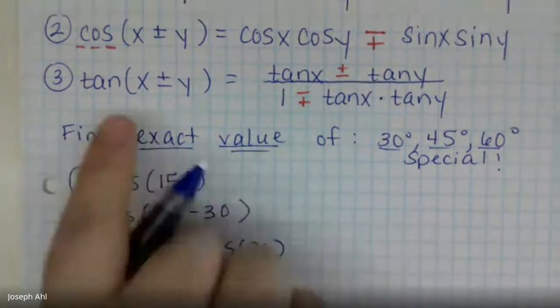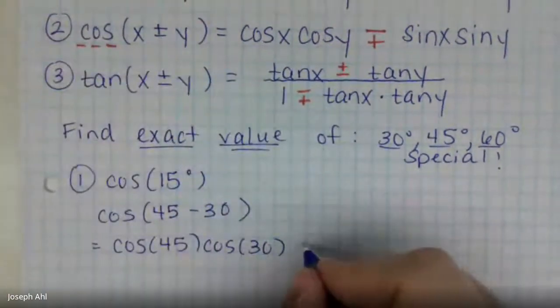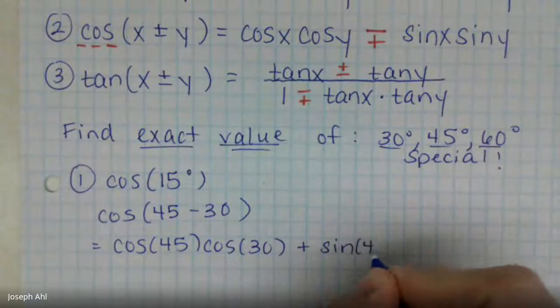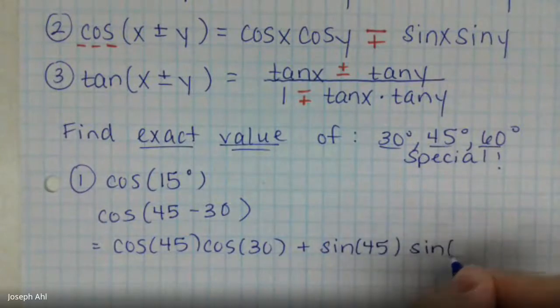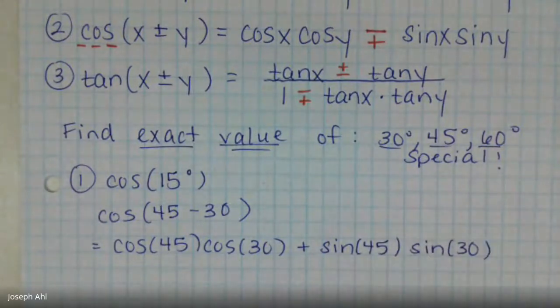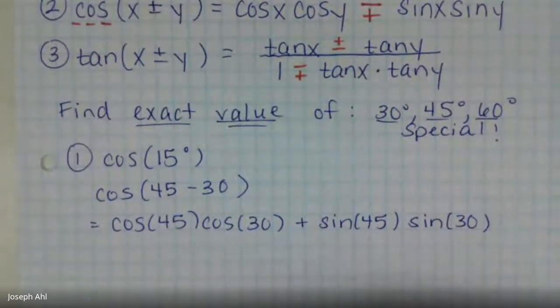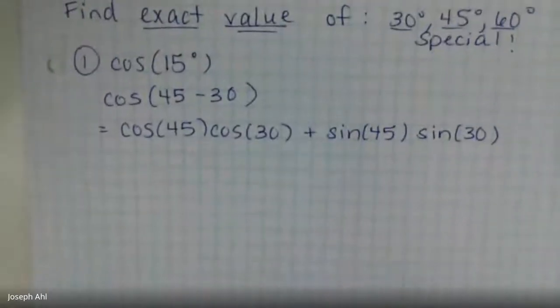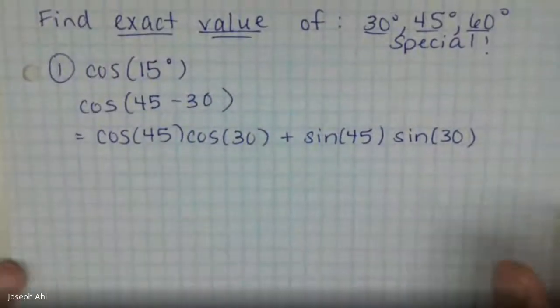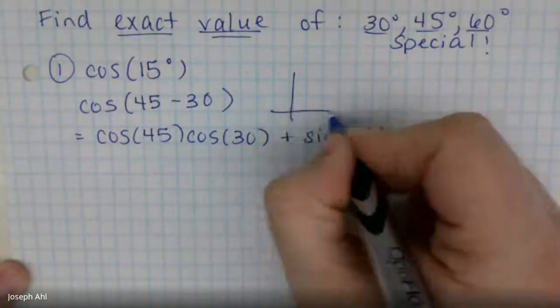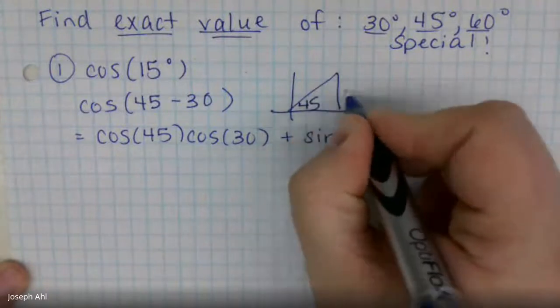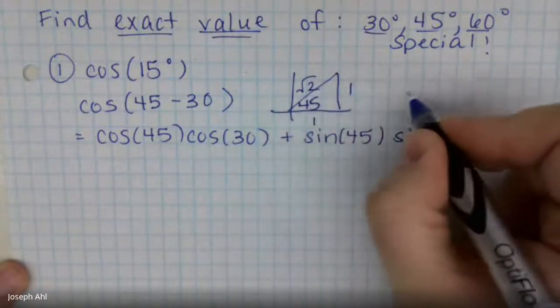For cosine, there's a change of sign in the middle, so plus sine 45, sine 30. Okay. Now, what I'm going to do is evaluate each and every single one of these, and then in the end, be able to sub back in and simplify the fractions that we're getting. All right, so for 45 degrees, I can draw a quick reference triangle if I need to. The sides are 1, 1, radical 2.